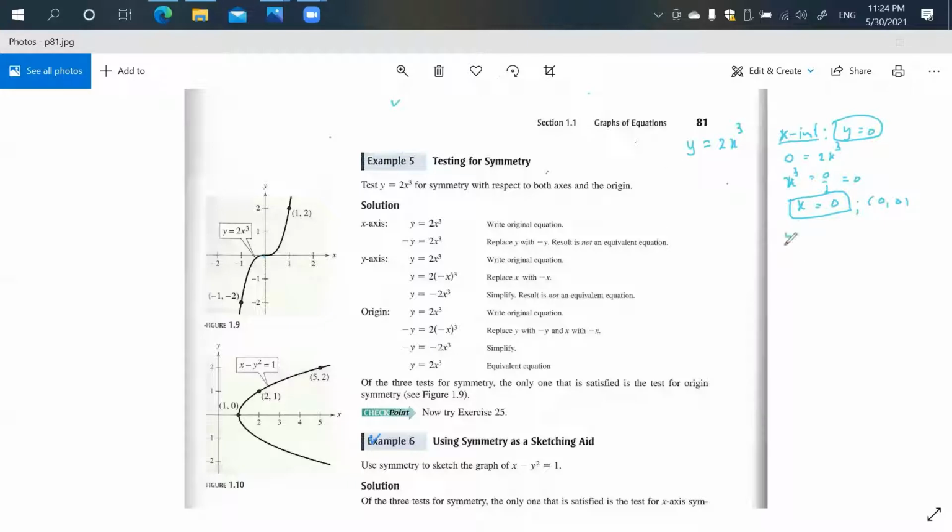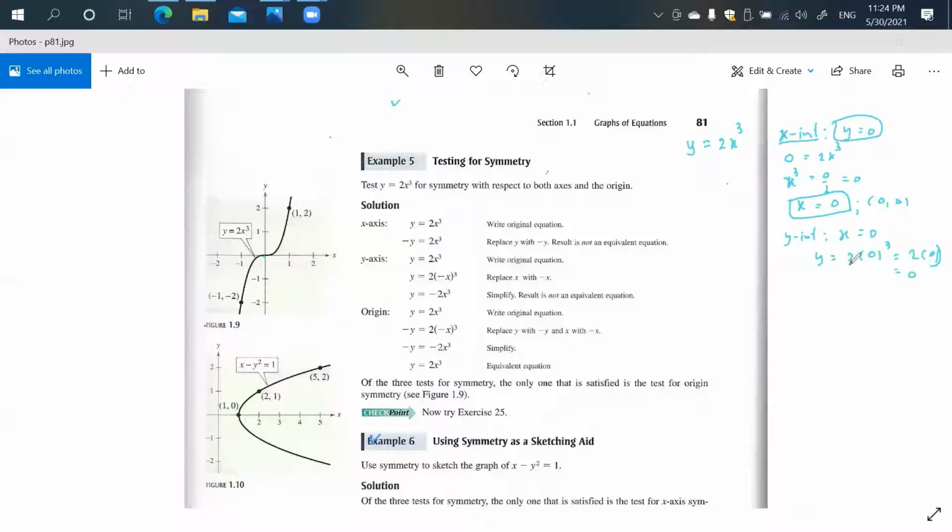Now, again, this is the x-intercept, right? Now you find the y-intercept. The y-intercept means x becomes 0, right? So you replace x with 0 here, so y equals 2 times 0 to the power 3. No matter what, 2 times 0 is still 0, correct?